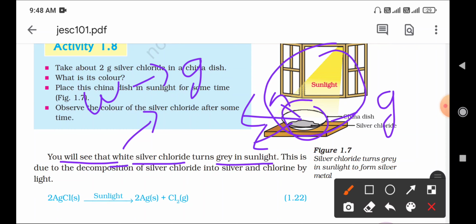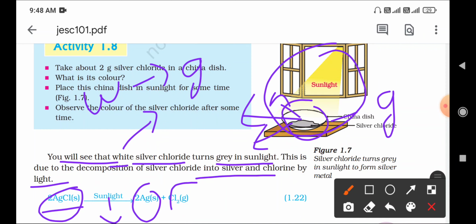This is due to the decomposition of silver chloride into silver and chlorine by light. So this is also one type of thermal decomposition reaction. Silver chloride, AgCl, is exposed to the sunlight, and it will give silver plus chlorine gas. This is also an example of a thermal decomposition reaction.